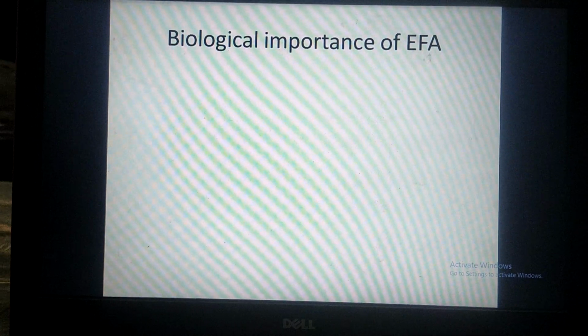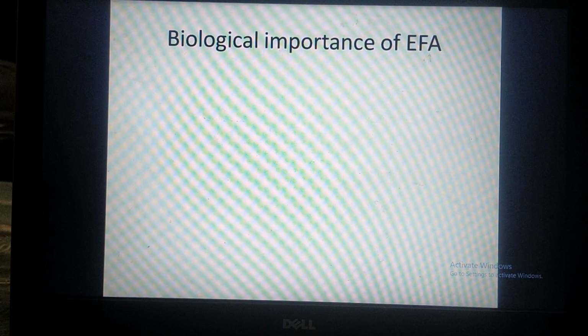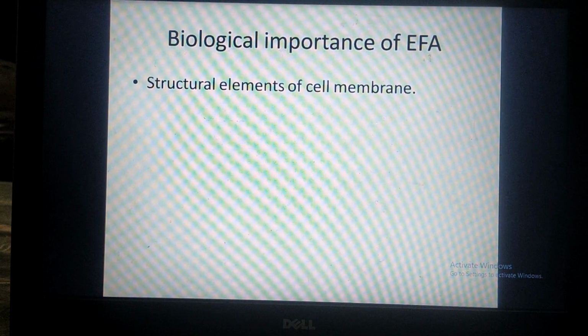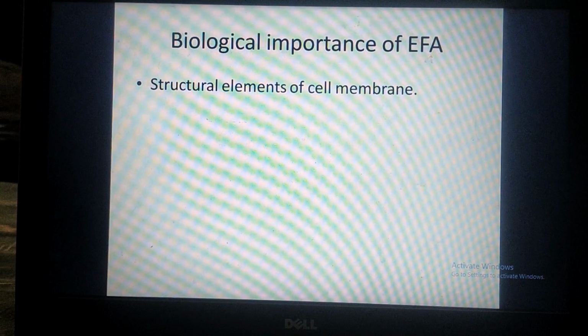Now we will study the biological importance of essential fatty acids. First, these essential fatty acids are important components of the cell membrane. All of us know that the cell membrane is made up of a phospholipid bilayer. In that phospholipid, at the second carbon atom, an unsaturated fatty acid is present, and it is mainly the essential fatty acid.